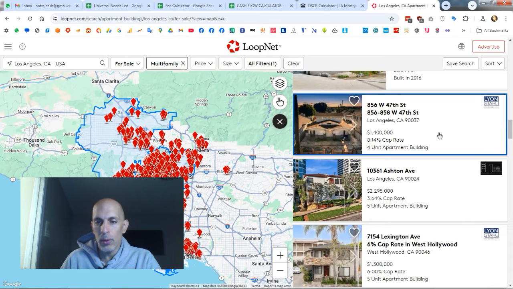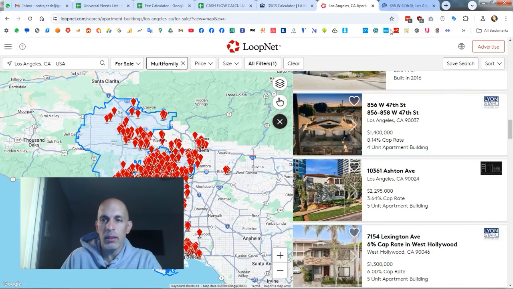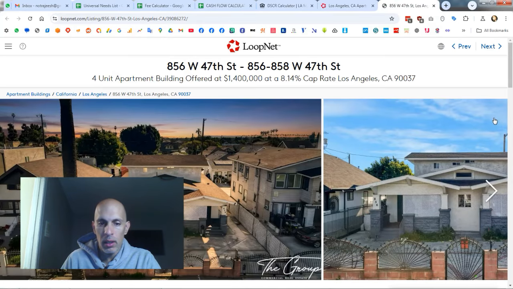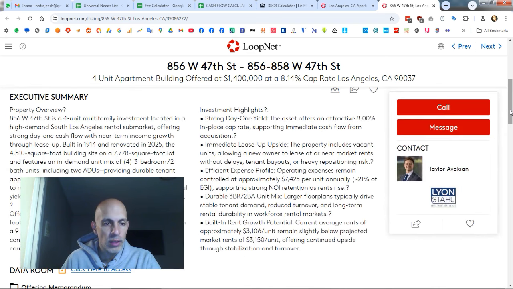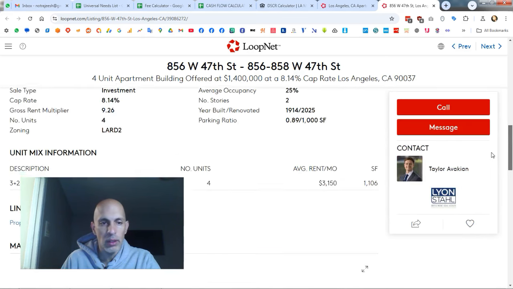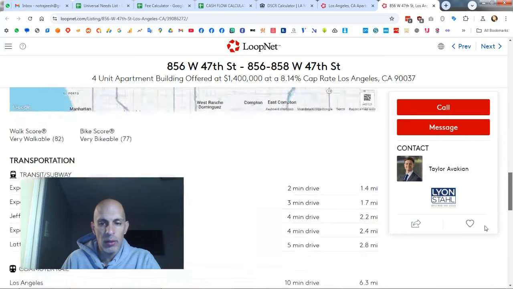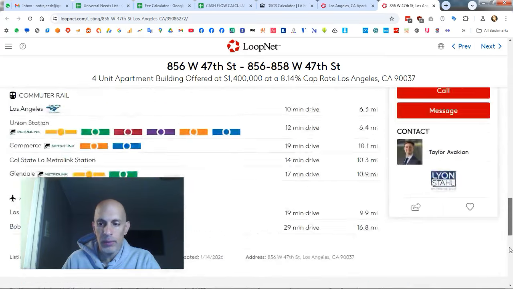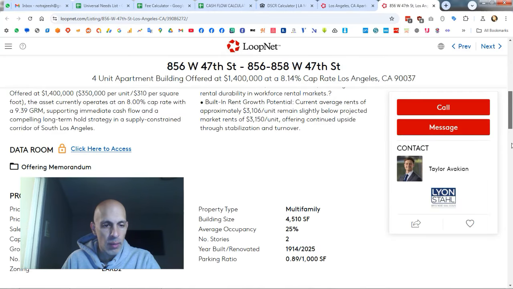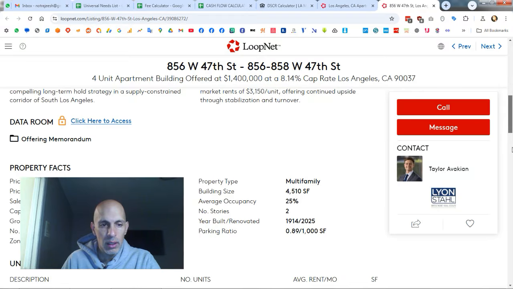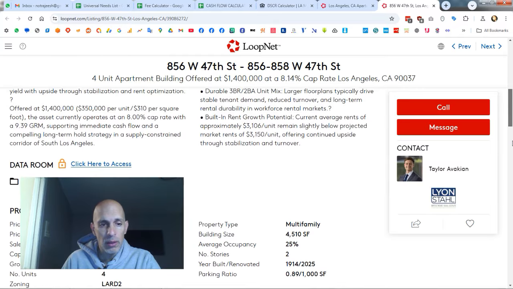Let's get into it. 4 unit for 1.4, 8.14% cap rate. Let's see what that's going for. Yeah, let's take a look at this. This one looks interesting because interest rates on 1 to 4 units are generally lower than interest rates on 5+ units. And looking at the cap rate and the gross rent multiplier, this might be promising.